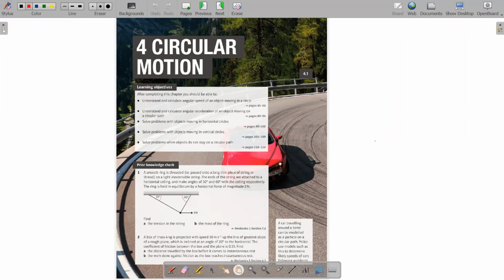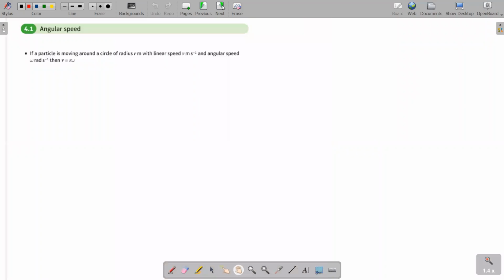Hi everyone. So today I will be starting the discussion on chapter 4, circular motion. When it comes to circular motion, the first subtopic we discuss under the lesson is angular speed.